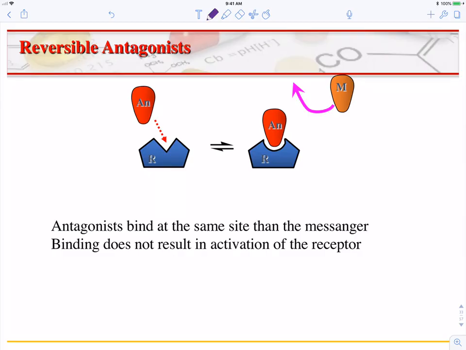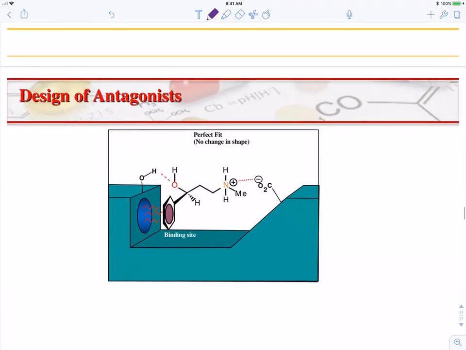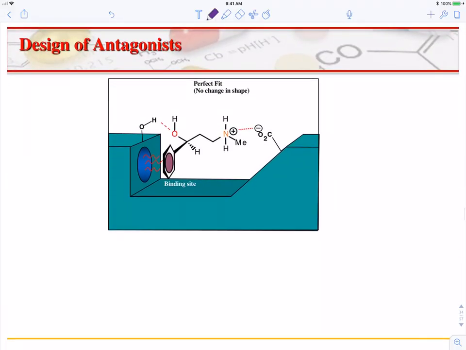Reversible competitive antagonists have affinity but no efficacy on their target receptors. Increasing concentrations of the messenger will actually end up displacing the antagonist. So how do we design antagonists? If we look again at our hypothetical neurotransmitter, these are the three interactions that we discussed.